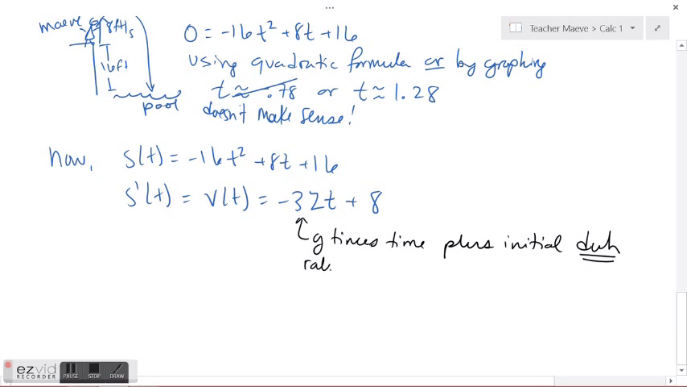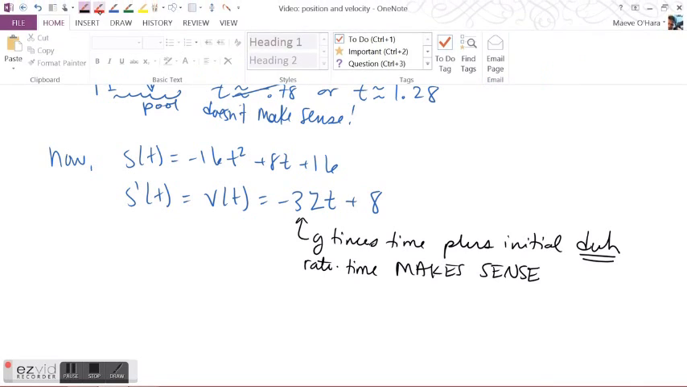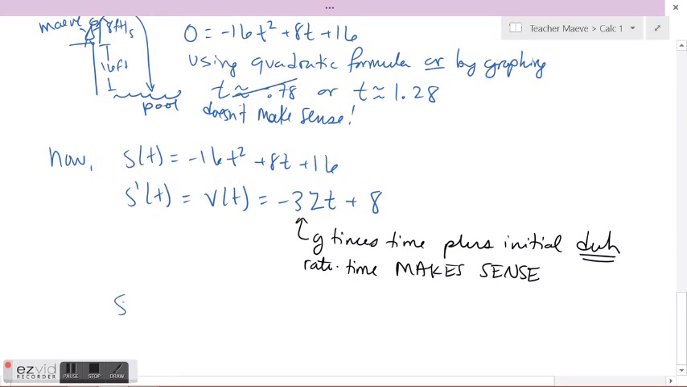This makes sense because it's g times time plus the initial velocity. It's using that idea of rate times time. So not only is it a derivative, but it totally makes sense. It's the derivative using the power rule and the constant rule we learned, but think about the context, it makes sense.